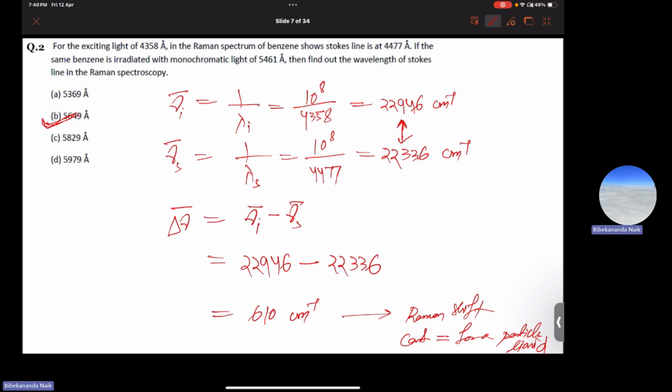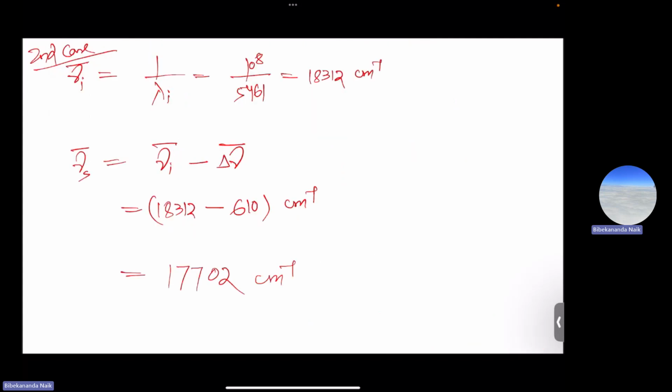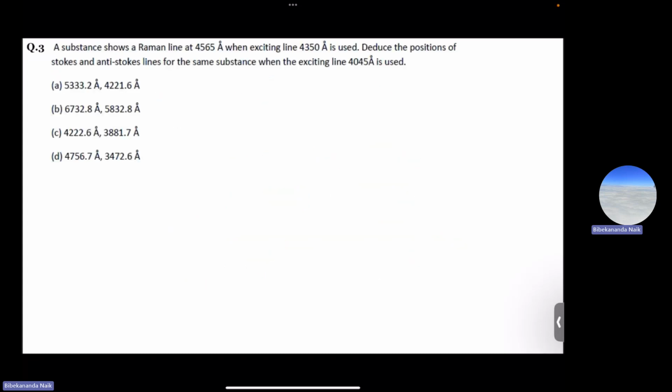Since the same liquid is being irradiated, the shift in the Raman spectrum will remain the same. In the first case, we calculate the shift by subtracting the wave number of the Stokes line from the wave number of the incident line. Then, since the incident line is given in the second case, we again subtract the shift to get the Stokes line that will appear in the second case, corresponding to the new monochromatic light of wavelength 5,461 angstrom. So the correct option will be option B, which is 5,649 angstrom.